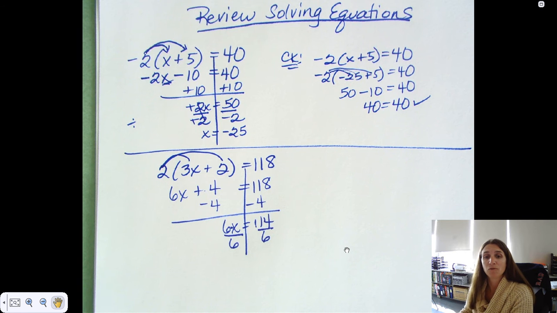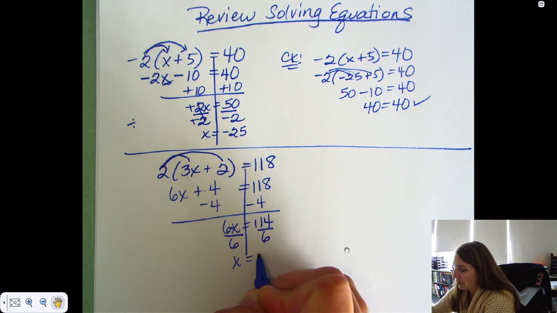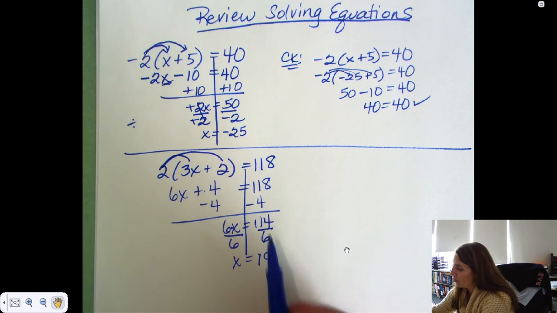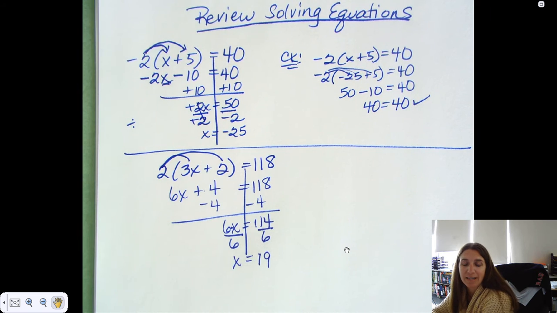I don't know if you saw me move just now, but I just got out my calculator. Again, nothing wrong with you using your calculator at all times. You don't have to prove to me that you're smart. Okay? So 114 divided by 6 is 19.